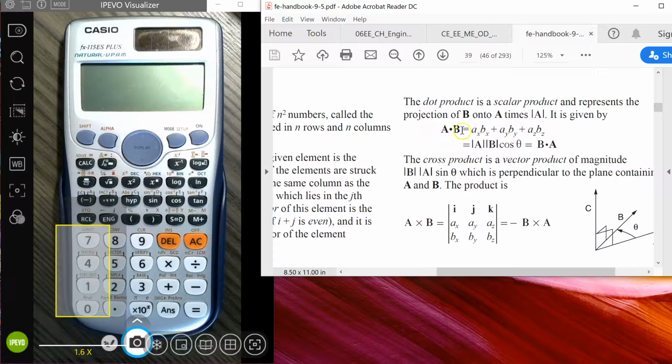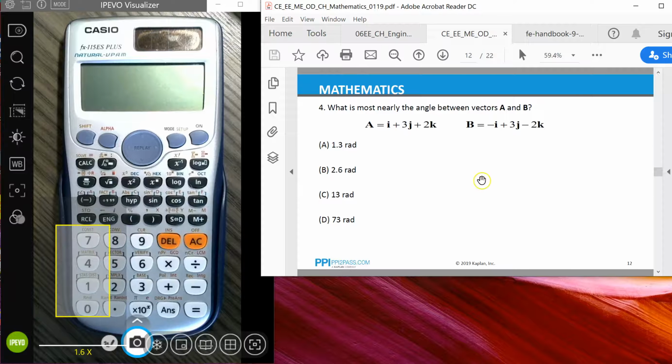So we want to do A dot B is equal to the magnitude of A times the magnitude of B times the cosine of theta. And we want to find theta. All right. So let's go ahead and do that.